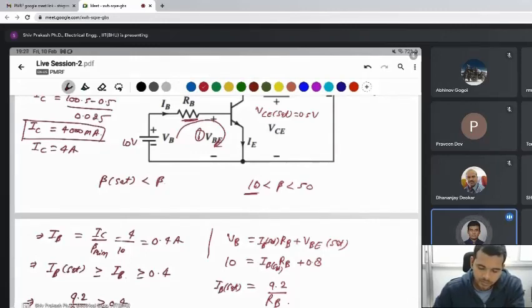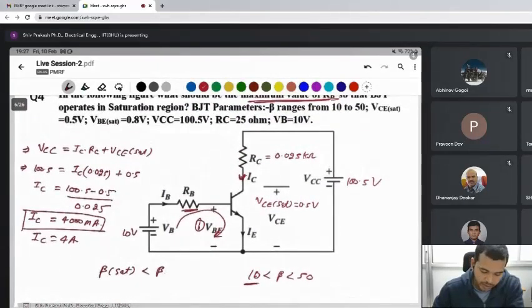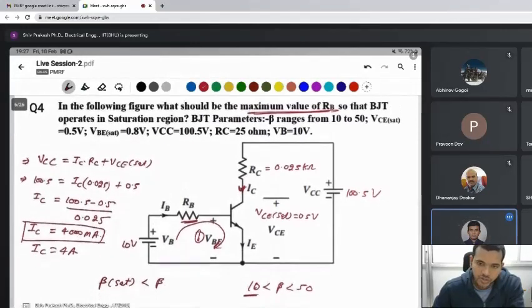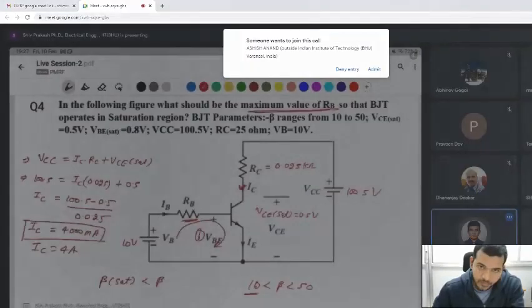Student: Sir, this question asks for the maximum value of the resistance. If I consider 50, sir, then definitely it will go into saturation, because its range varies from 10 to 50. Teacher: If you consider 50, the BJT is not guaranteed to be in the saturation region. It goes into the cut-off or active region. To ensure saturation, you must take the minimum beta.